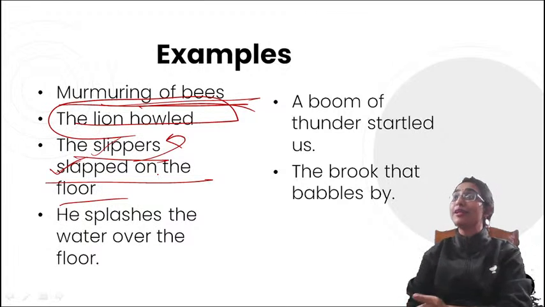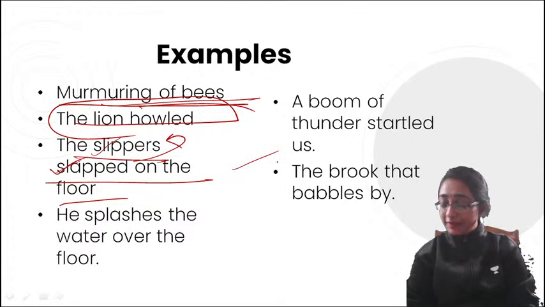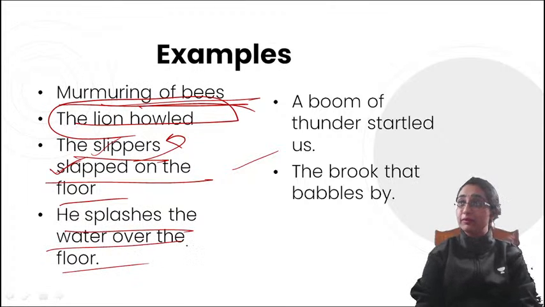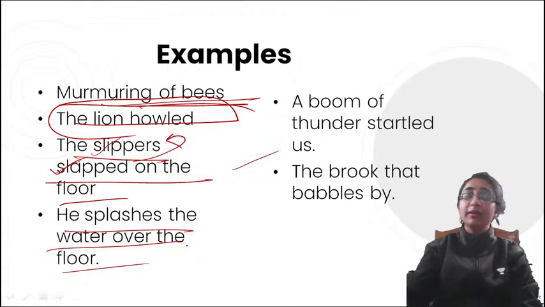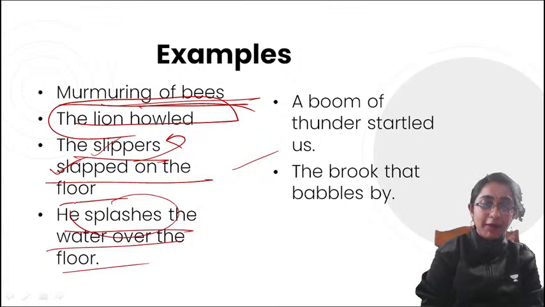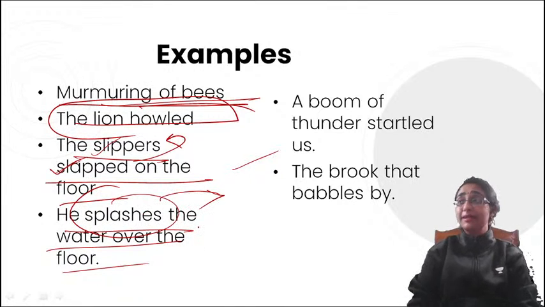Gargling can only be associated with water. So all these are onomatopoeic words. Very good, Sneha. As I have said, he splashes the water over the floor. So the sound of the water thrown on the floor is the splashing of water. This sound itself explains that it may be associated with some liquid, mainly water.